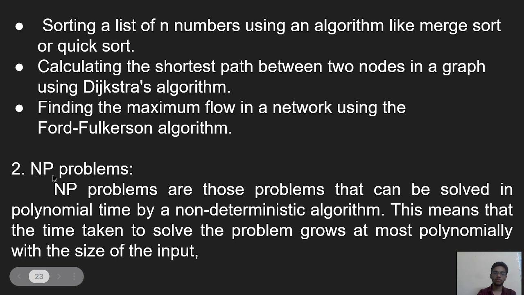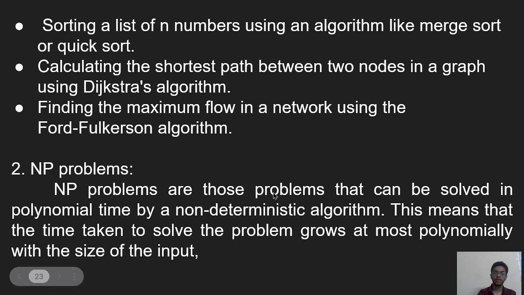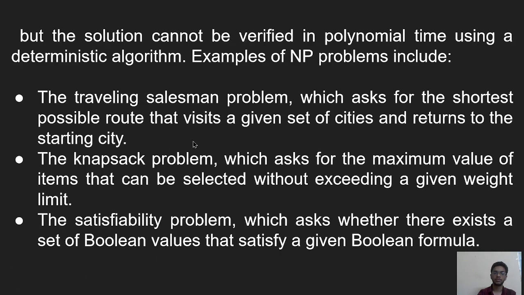Now what are NP problems? NP problems are those problems that can be solved in polynomial time by a non-deterministic algorithm. This means that the time taken to solve the problem grows at most polynomially with the size of input, but the solution cannot be verified in polynomial time. So it can be solved in polynomial time, but by a non-deterministic algorithm. Examples of NP problems are the traveling salesman problem, which asks for the shortest possible route that visits a given set of cities and returns to the starting city. The knapsack problem, which asks for the maximum value of items that can be selected without exceeding a given limit. The satisfiability problem, which asks whether there exists a set of Boolean values that satisfy a given Boolean formula.